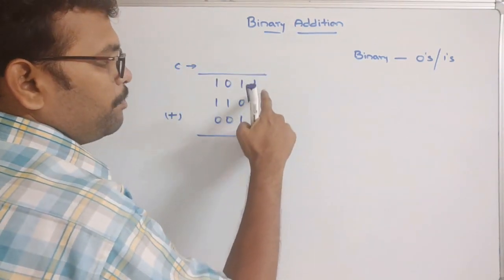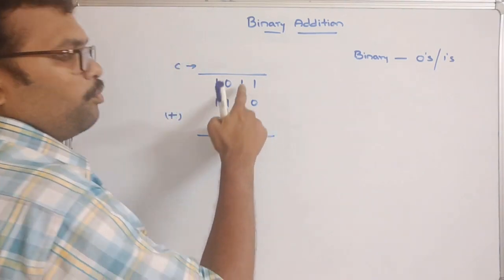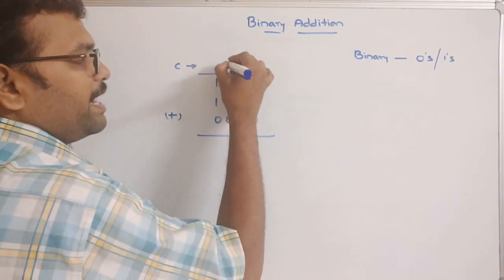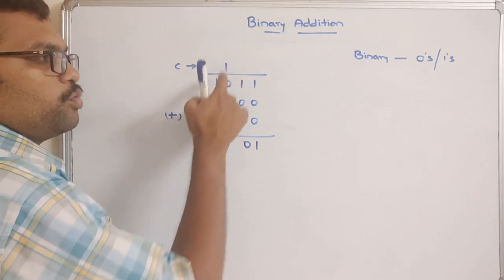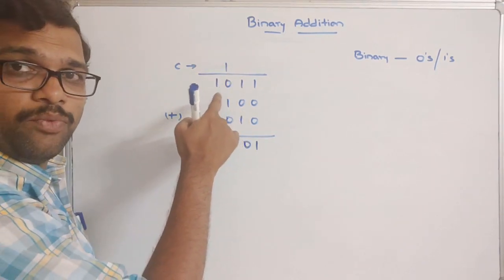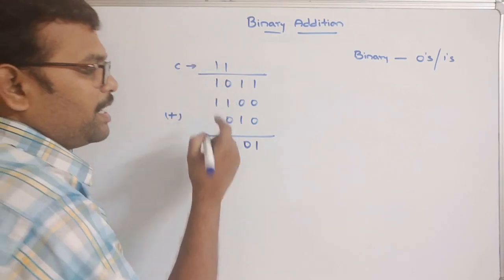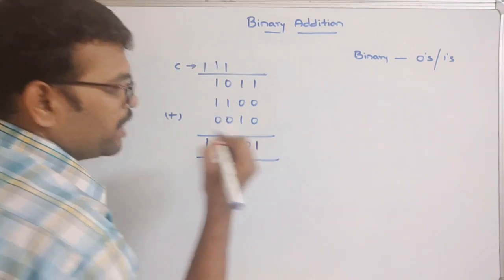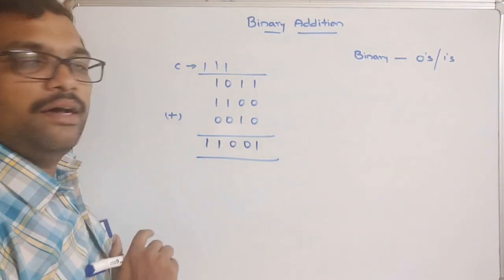So you can observe 1 plus 0 plus 0. So obviously it will be 1. 1 plus 0 plus 1. 2 inputs are 1, so result is 0 and carry is 1. 1 plus 0 plus 1 plus 0. So 2 ones are there, so obviously it will be 0 and a carry 1. And 3 ones are there, so 1 and a carry 1. Here there is nothing left, so we can give 1 here. So 11101 will be the result.